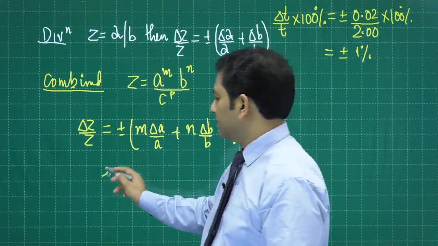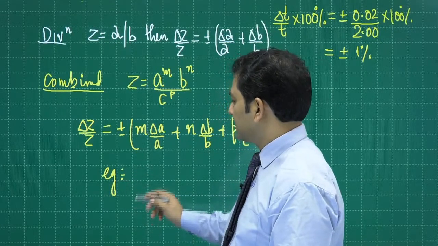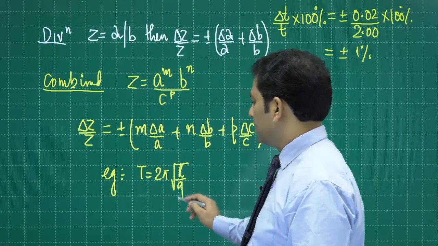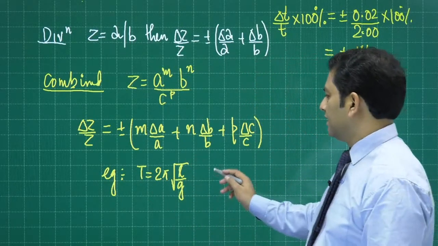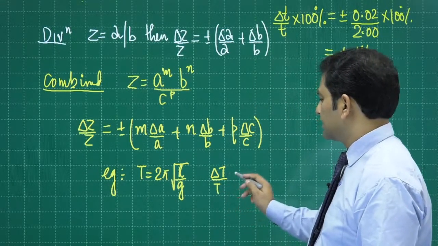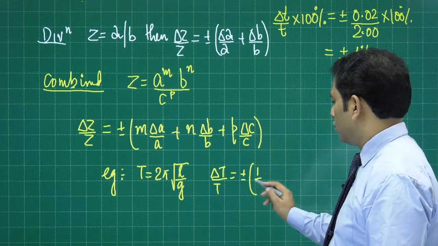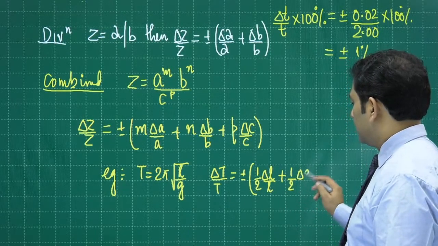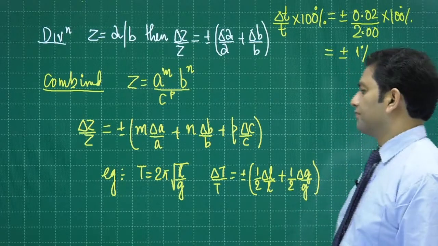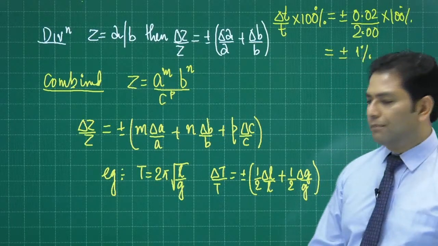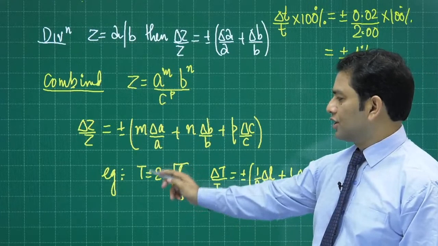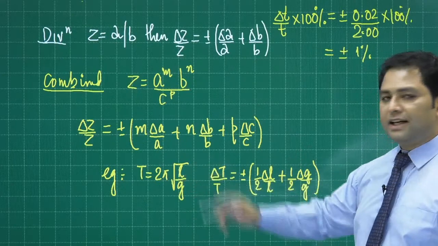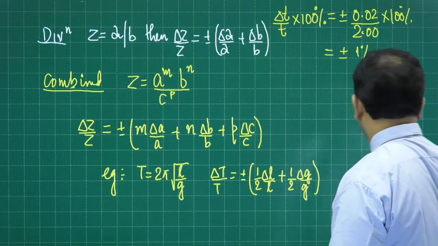Now let me try to give you an example. For example, the time period is 2 pi under root L by G. So what do you get? The fractional change is this: delta T by T is plus minus 1 by 2 delta L by L plus 1 by 2 delta G by G. This is how you get it, because the power of L and G both are half, and this 2 pi is a constant, so that will not be interfering in this calculation. Whenever there is a constant involved, that will not interfere.